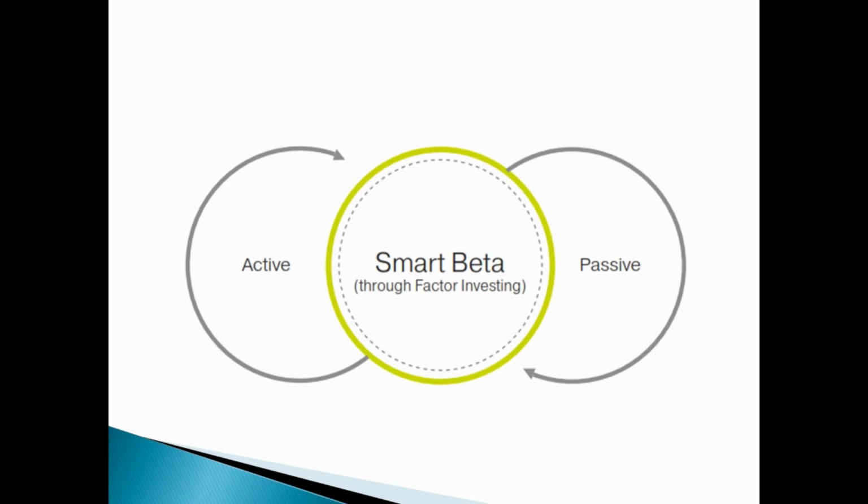Now on this slide, you'll see a big circle in the middle with smart beta, to the left active and to the right passive. So what this illustrates is that smart beta really does sit between a very active strategy and a somewhat passive strategy. And we'll take a little deeper dive into this in another slide.